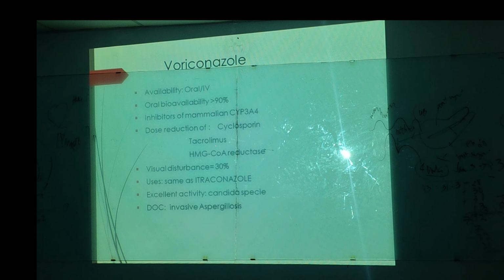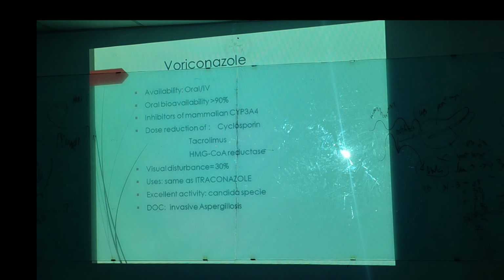Next is voriconazole, also a triazole. Oral and IV also. More than 90% bioavailability when given orally. They are also inhibitors of the mammalian CYP3A4. So there should be a dose reduction of cyclosporine, tacrolimus, and the HMG-CoA reductase inhibitors.